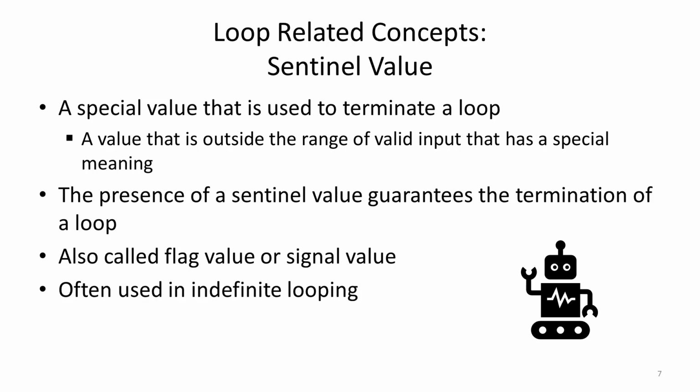A sentinel value is also called a flag value or signal value, and it is often used in indefinite looping because in indefinite looping, the number of iterations is unknown. So if the number of iterations is unknown, how is the loop supposed to stop?